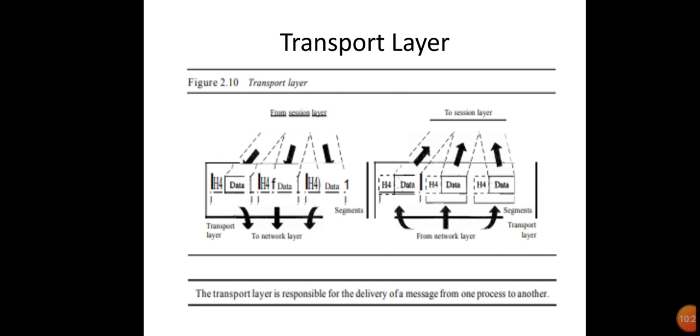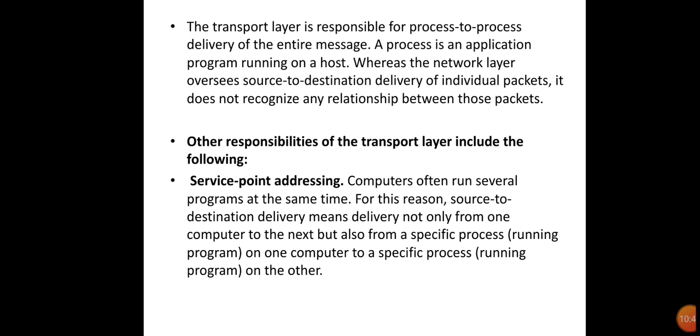Transport layer. The transport layer is responsible for the delivery of a message from one process to another process. The transport layer is responsible for process-to-process delivery of the entire message. A process is an application program running on a host, whereas the network layer oversees source-to-destination delivery of individual packets. It does not recognize any relationship between those packets. Other responsibilities of the transport layer include the following.